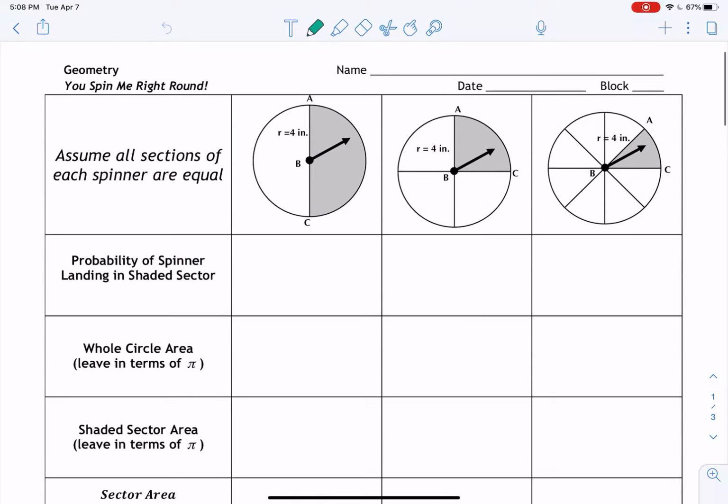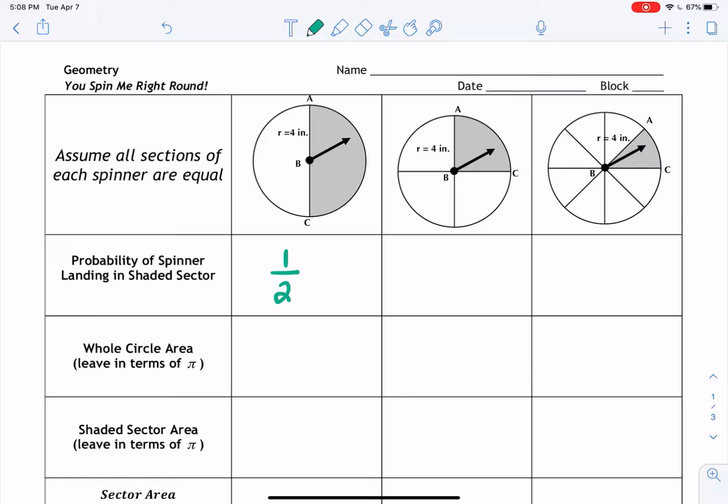Okay, so before we start with sector area, let's just talk about probability. So we've got two spinners. Assume each section of the spinner is equal. Then what would the probability of landing on the shaded sector be? Well, for this first one here, there's 1 part shaded and 2 parts total, so 1/2.